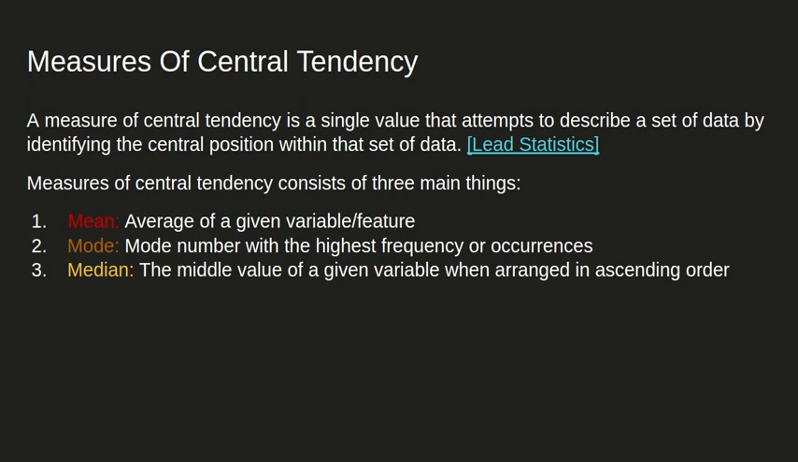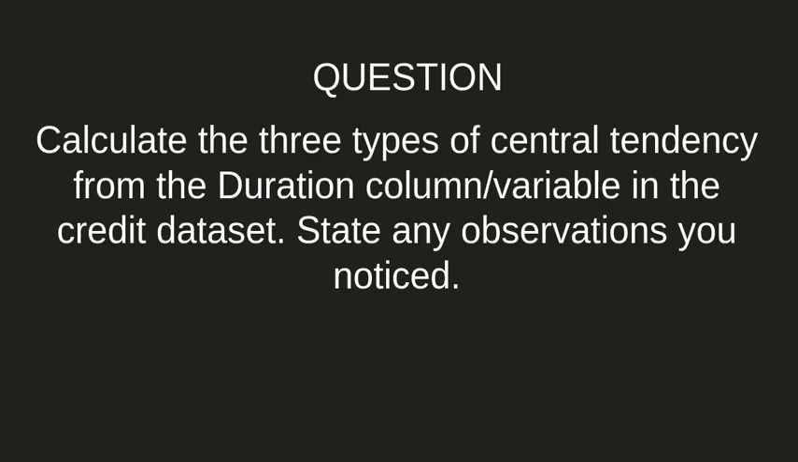So let's look at the three main categories or types of central tendency. These are the mean, the mode, and then the median. So what's the mean? Mean is basically a synonym for average, something we use interchangeably with average. And then we have the mode, and mode is a number with the highest frequency.